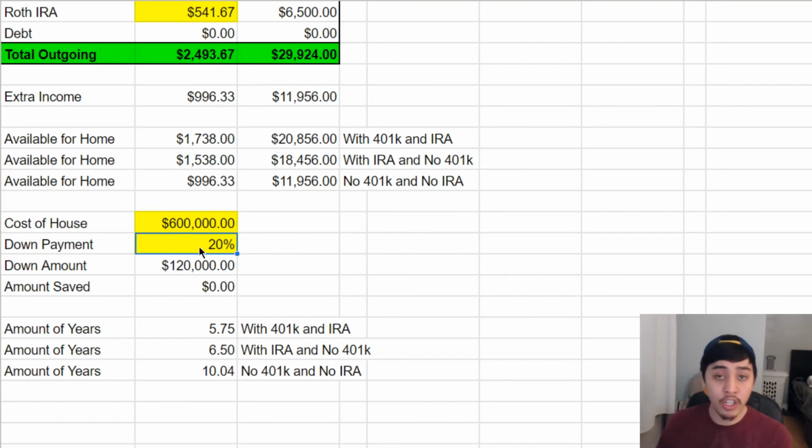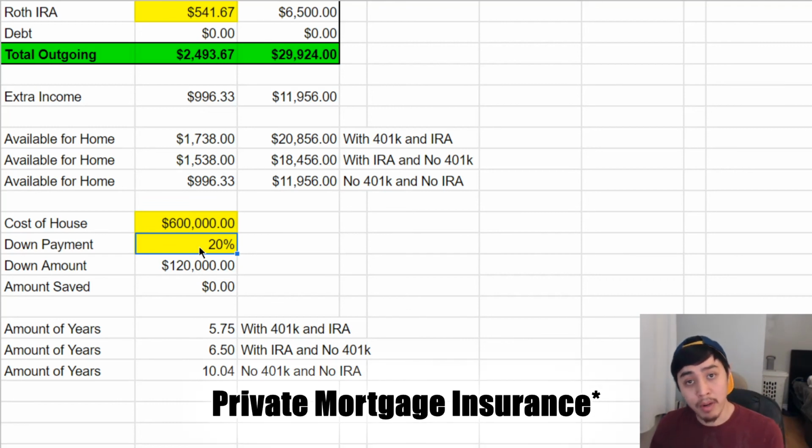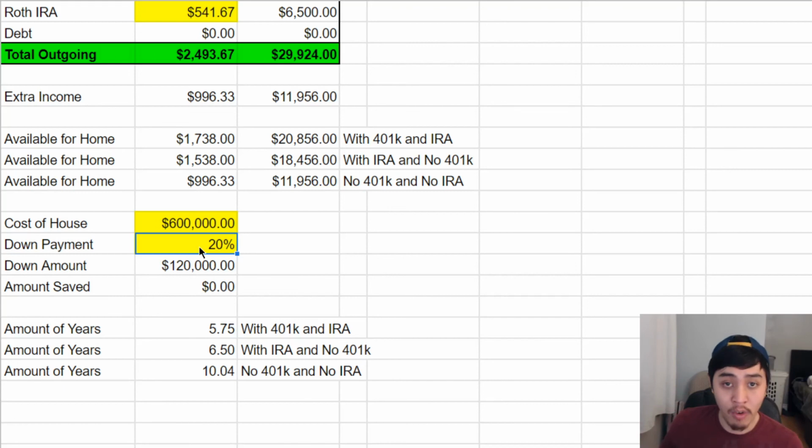And down payment, you usually do not want to put anything lower than 20%. Anything below 20%, you end up having to pay a PMI, which is property mortgage insurance. And that's just money you're just throwing away. But if your PMI and your mortgage and your property tax is lower than what you're paying rent right now, it might be worth it to pay under 20%. But that is another topic for another day.